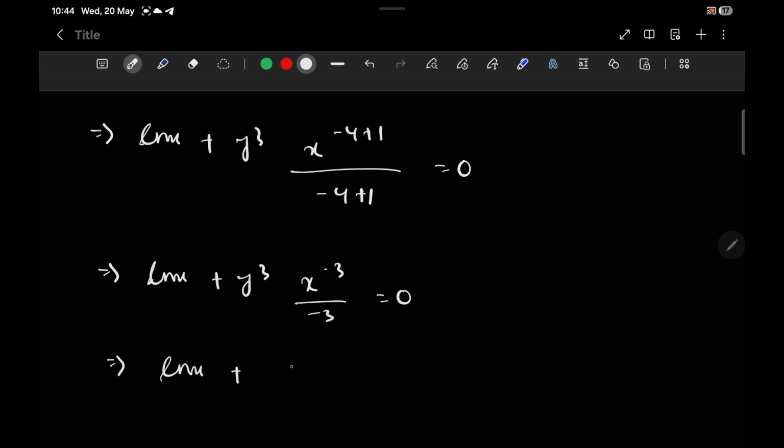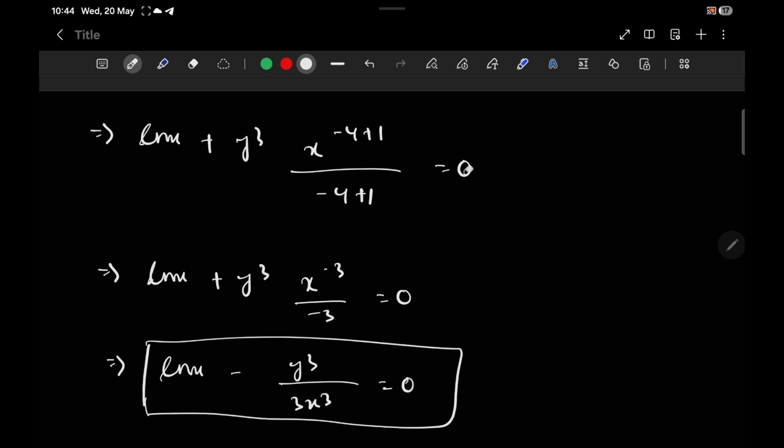Hence ln x minus y^3 by 3x^3 is equal to c. Oh sorry, this is a constant, I'm really sorry. So this is our final answer to the differential equation, and we have solved every type of first order differential equation, and in the next class we will move forward to the higher order differential equation and how to solve them with different types of methods. Thank you.